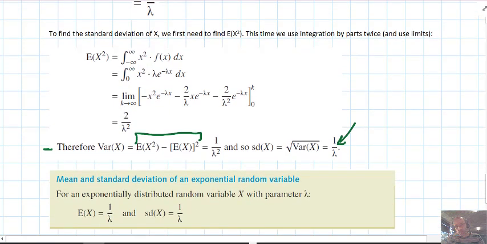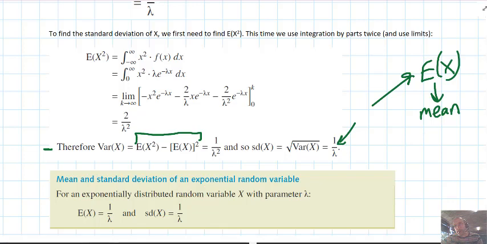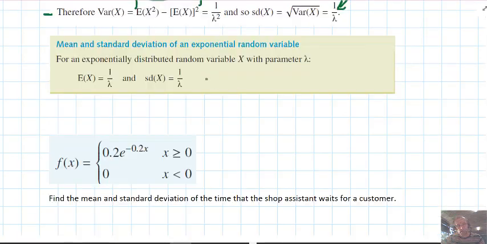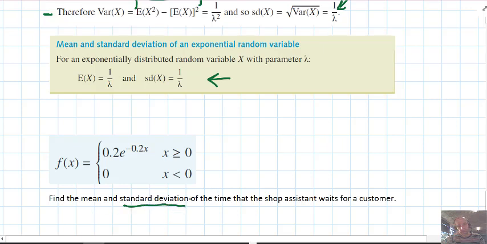So the important thing is the expected value, which remember, from your previous work, is what we mean by the mean. Okay, and hence we have these two important results, so note those. Okay, finally, find the mean and standard deviation of the time that the shop assistant has to wait for a customer based on that information that we were using just a minute ago.